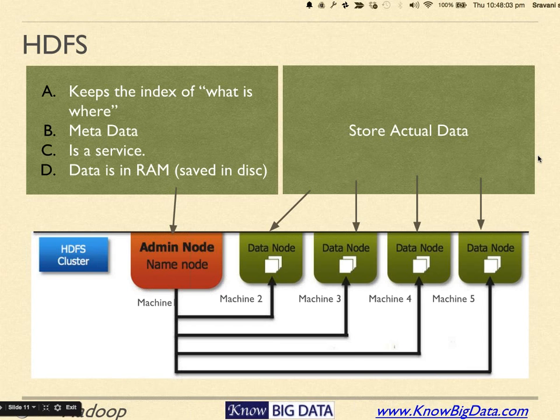So in HDFS, you have two kinds of node: admin node and data nodes. Admin node knows which data is where, and data nodes contain the actual data. Admin node contains this information, and we call this metadata, meaning this is data over data. This information, this index, is called metadata, and it is kept on the disk as well as in the memory on admin node.